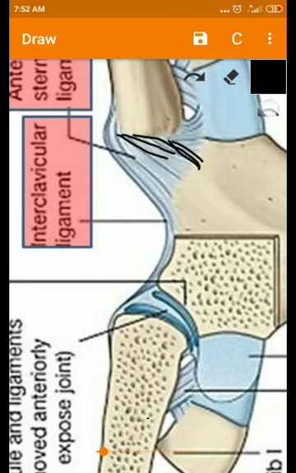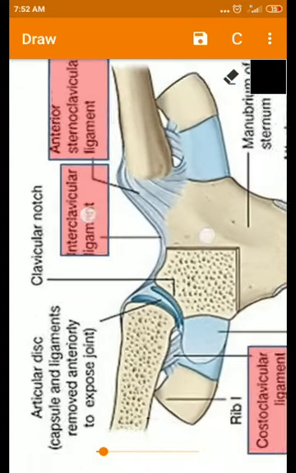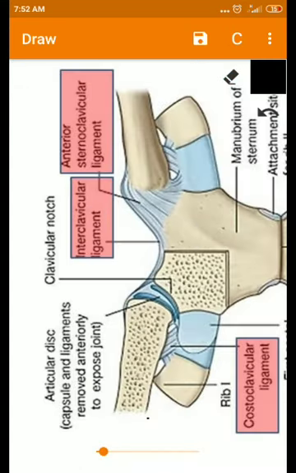The same type of arrangement of fibers is seen in the posterior sternoclavicular ligament. We can't see the posterior side here, but you have to imagine that the same kind of fibers are present on the posterior aspect of the sternoclavicular joint, and those fibers are also running downwards and medially. Because these fibers are on the posterior aspect, it is called the posterior sternoclavicular ligament.